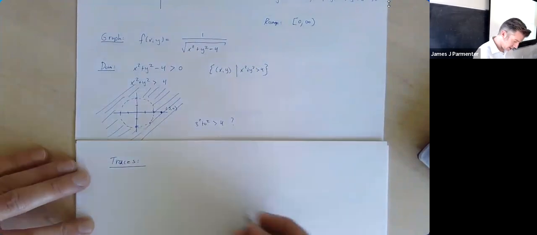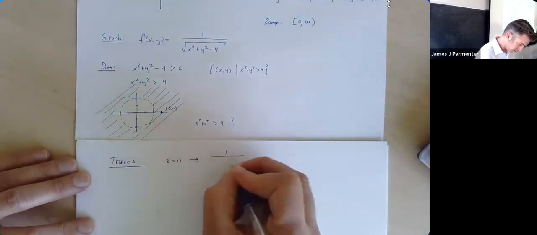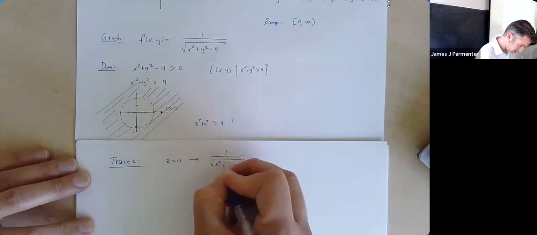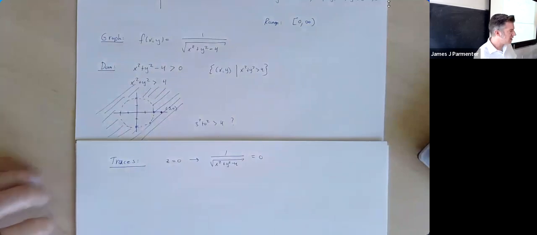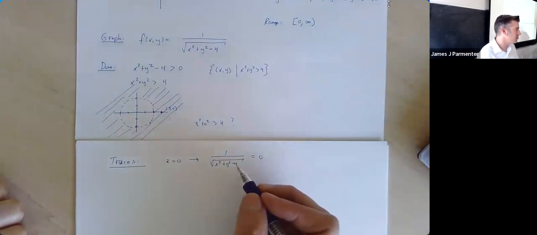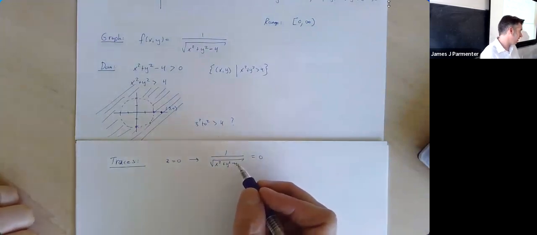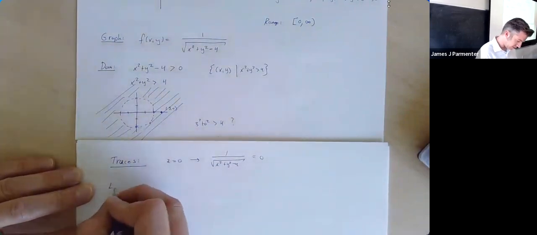So if z equals 0, we're going to get 1 over the square root of x squared plus y squared minus 4 equals 0. Which doesn't actually give me anything, because 1 divided by something is never equal to 0. You can get really, really close to 0, but it's never actually going to be 0. So we'll come back and look at the level curves.